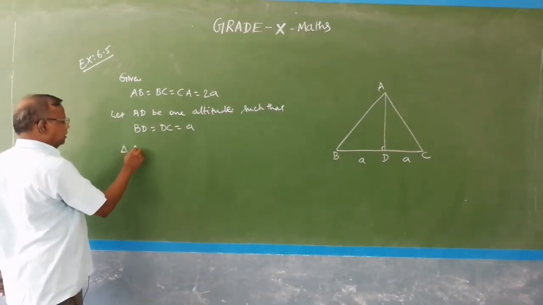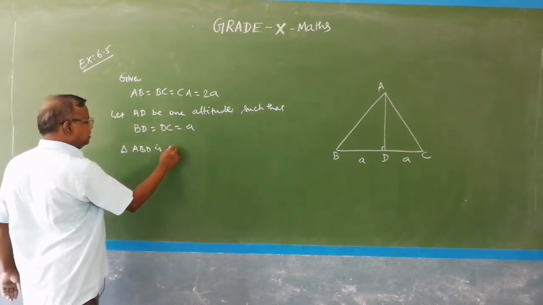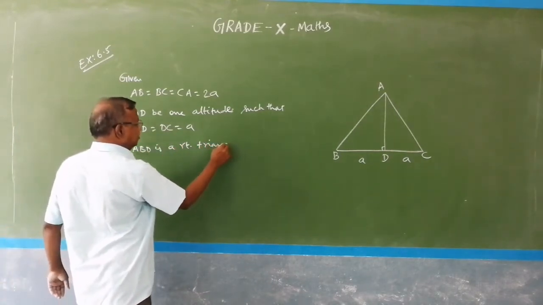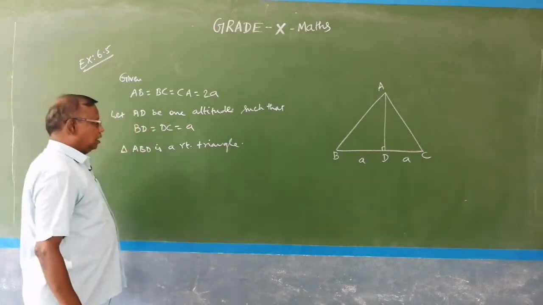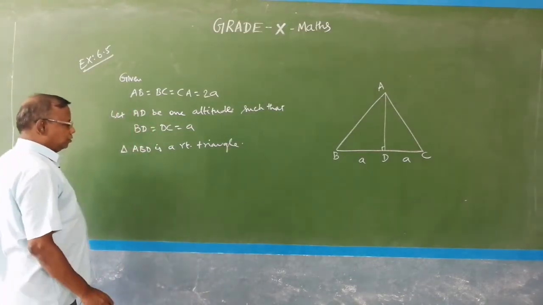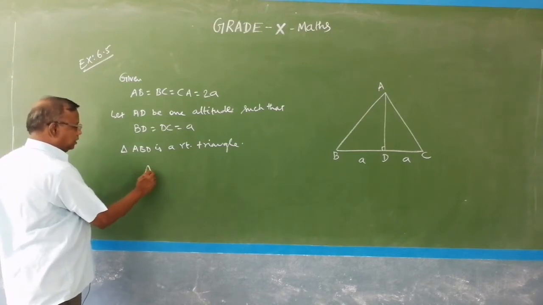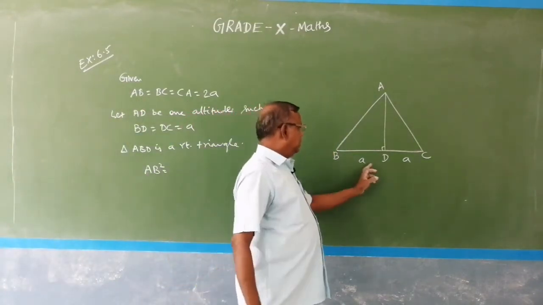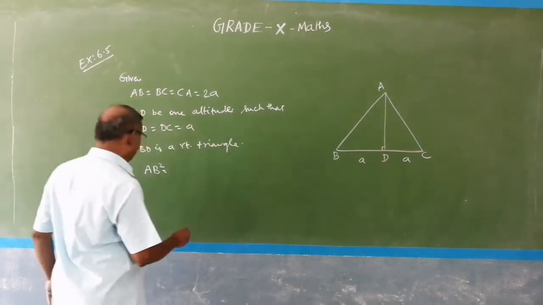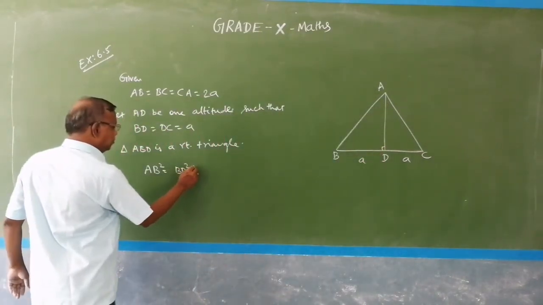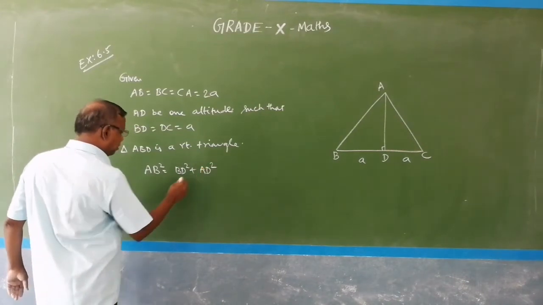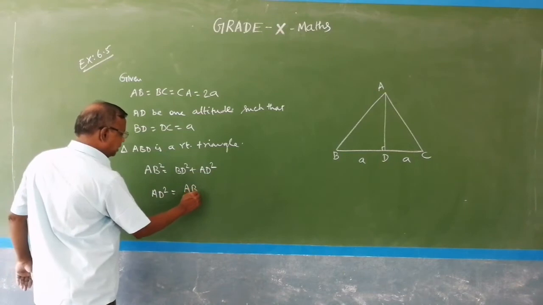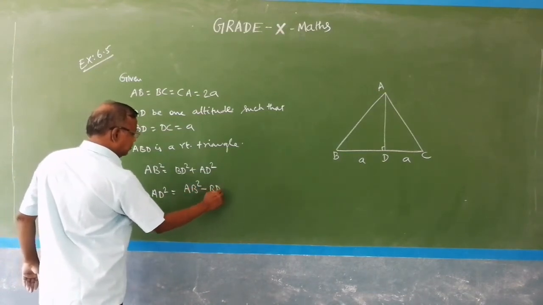Therefore, triangle ABD is a right triangle with the right angle at B. So, by Pythagoras theorem, AB square equals BD square plus AD square, or AD square equals AB square minus BD square.